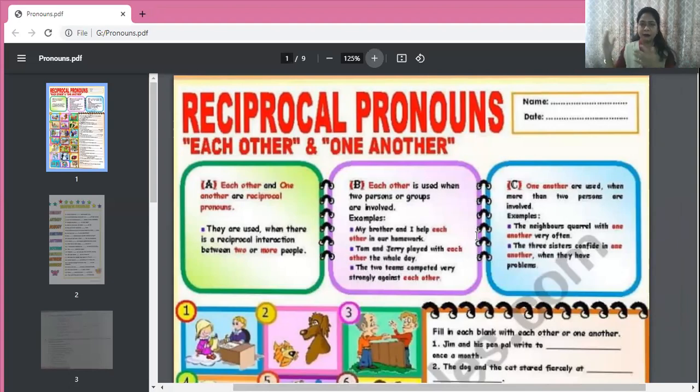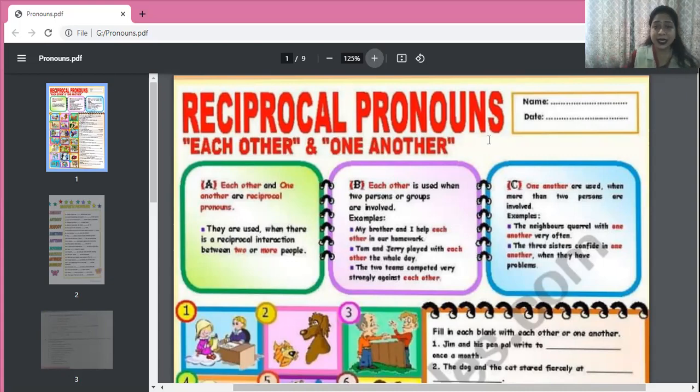Okay. I and my friend are standing. Then I am helping my friend, my friend is helping me. So we have a mutual relationship. There is a mutual give and take. Okay. So that is reciprocal pronoun. Now, as you can see in the heading, each other and one another, these are the reciprocal pronouns.